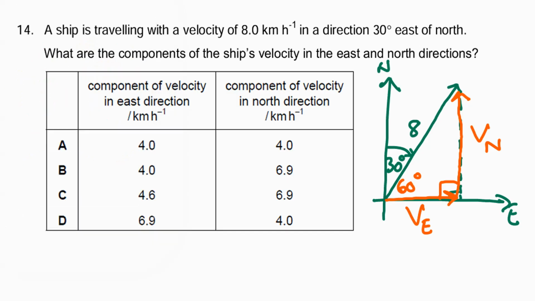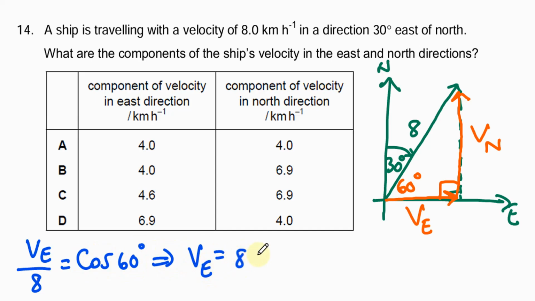Now we can calculate the components. We can work inside this triangle and use basic trig. We know that the easterly component, VE, is adjacent to this angle. So VE over the hypotenuse 8 will be the cos of 60. And VE will be 8 times cos 60. Now, on a calculator, this comes to 4. We can also find the northerly component. So inside this triangle, Vn over 8 is the sine of 60.